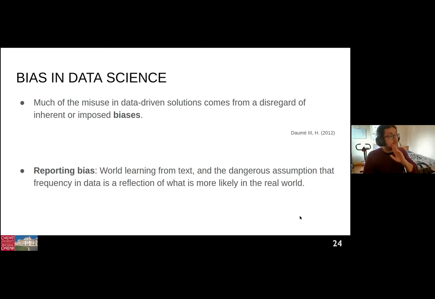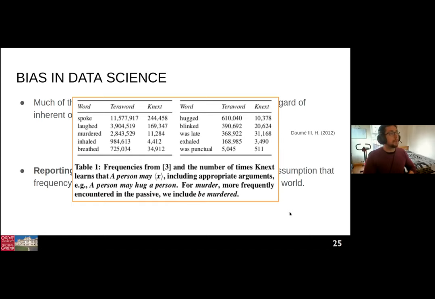So reporting bias, for example, is something that almost all AI systems that are based on web data will suffer from, because we don't tend to state the obvious. Say I build an AI system to learn what is the most typical stuff that humans do.